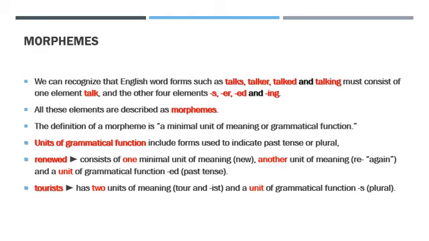Renewed, for example, consists of one minimal unit of meaning, which is new, plus another unit of meaning, which is re, to mean again, and one unit of grammatical function, which is ed. So from here, you need to identify what is meant by morphemes related to grammatical function and morphemes related to units of meaning. For example, the word terrorists has two units of meaning, which are terror and ist, since ist is added to the word to form a person who does, plus one grammatical unit, which is plural s.